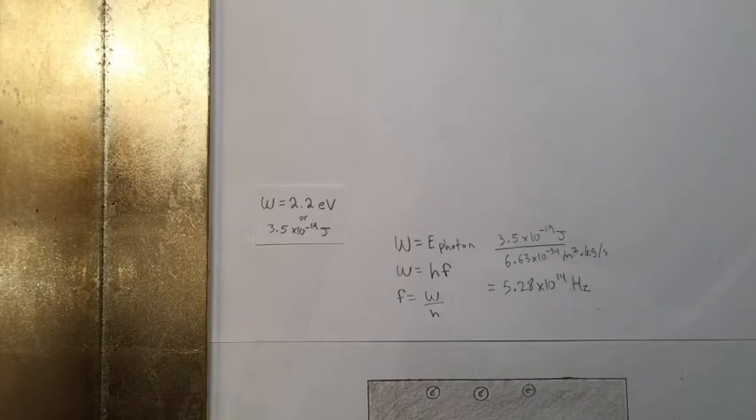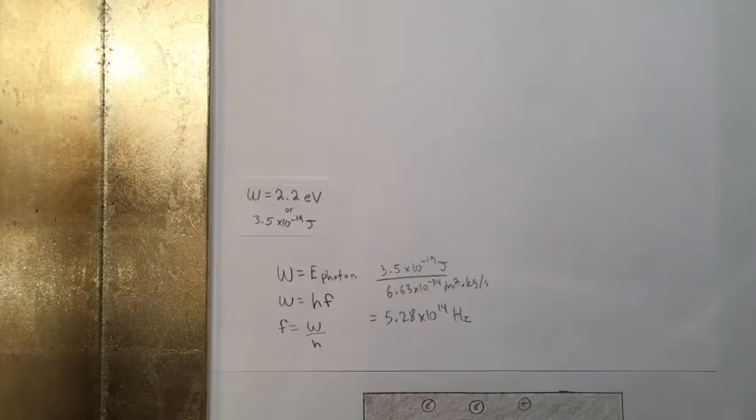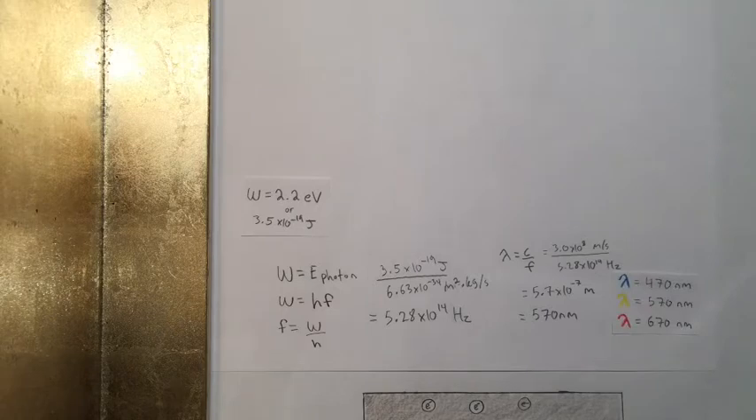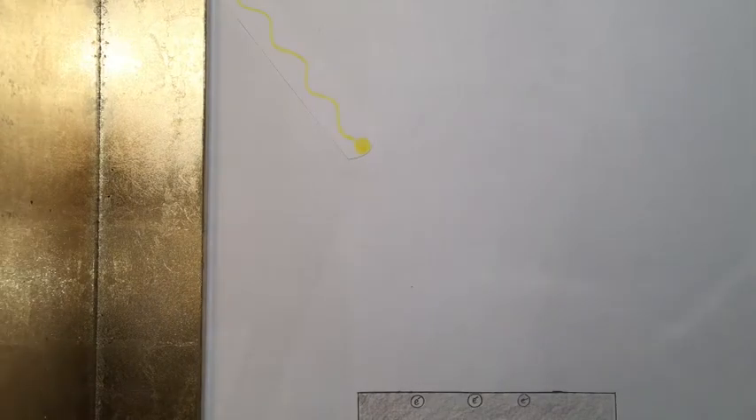which is equal to 5.28 times 10 to the 14 hertz. We can now use the threshold frequency to find the wavelength that this corresponds to. Wavelength equals the speed of light divided by the frequency, which is equal to 5.7 times 10 to the negative 7 meters. This can also be written as 570 nanometers, which, as you remember, is equal to the wavelength of our yellow light. As we've just established, the yellow light represents our threshold frequency.